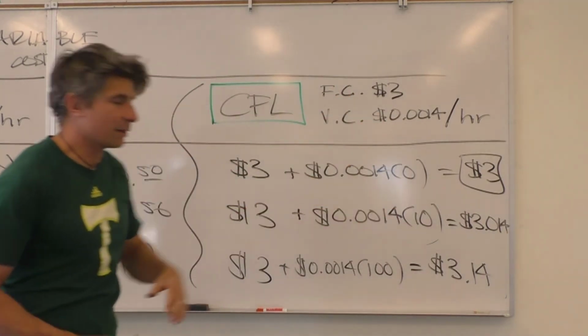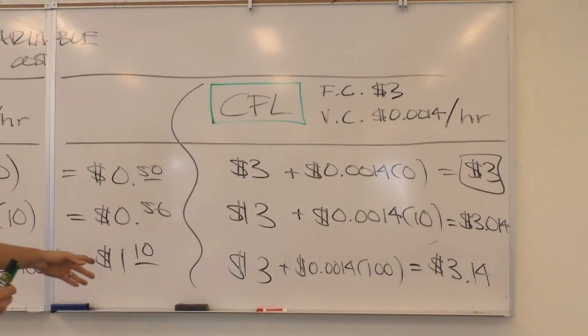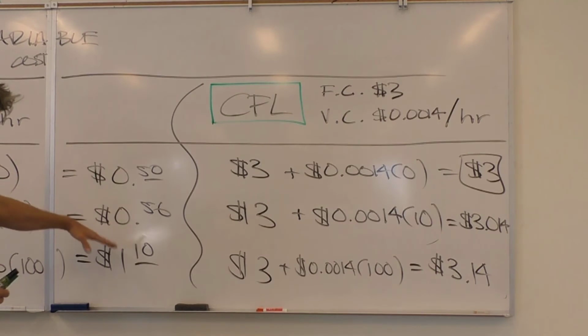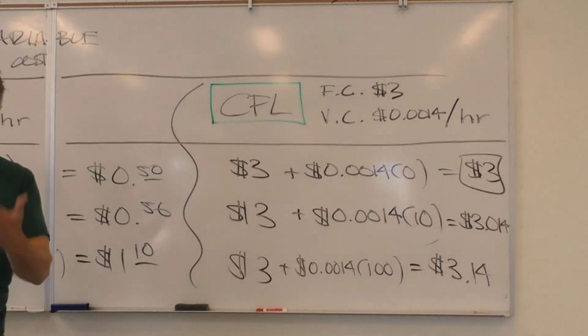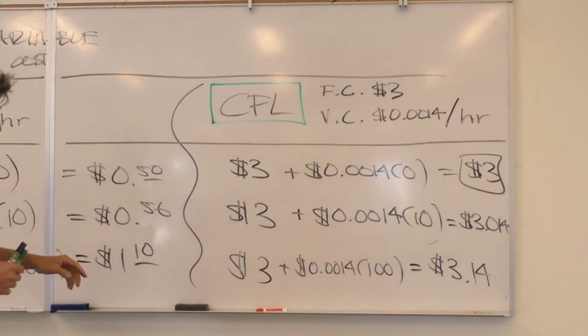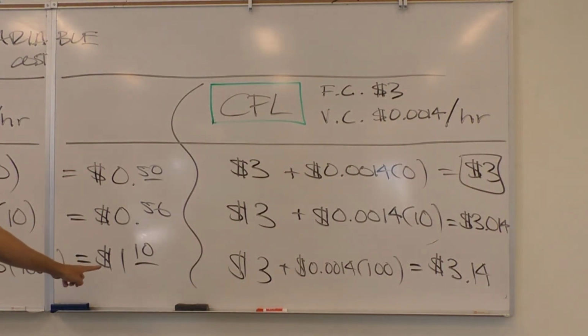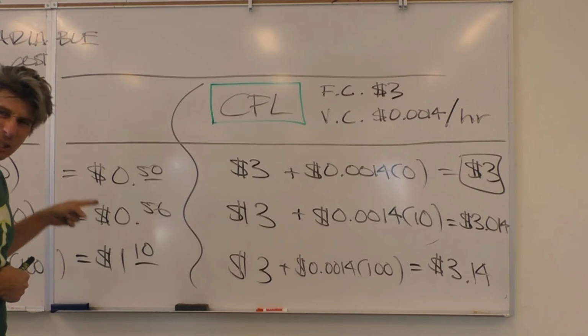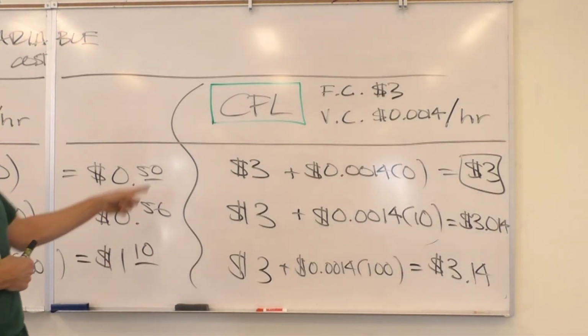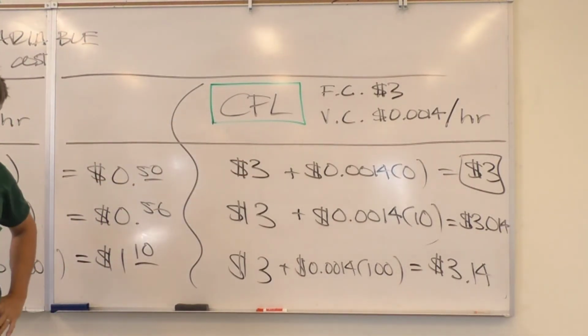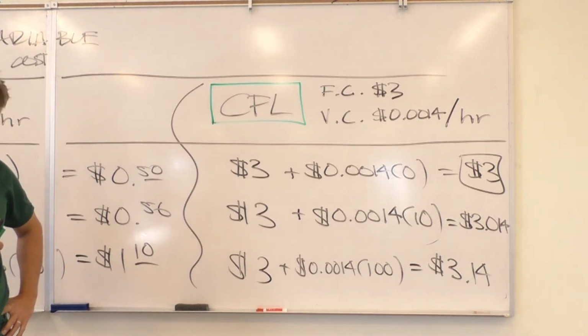Now what's kind of fun about this is we can look at the costs of the incandescents and the costs of the CFLs, and you can see that they're both getting more expensive as we burn them for more hours, which hopefully makes perfect sense. But even after 100 hours of burning, the incandescent is still cheaper than even just the purchase price of the CFL. Even just the purchase price.